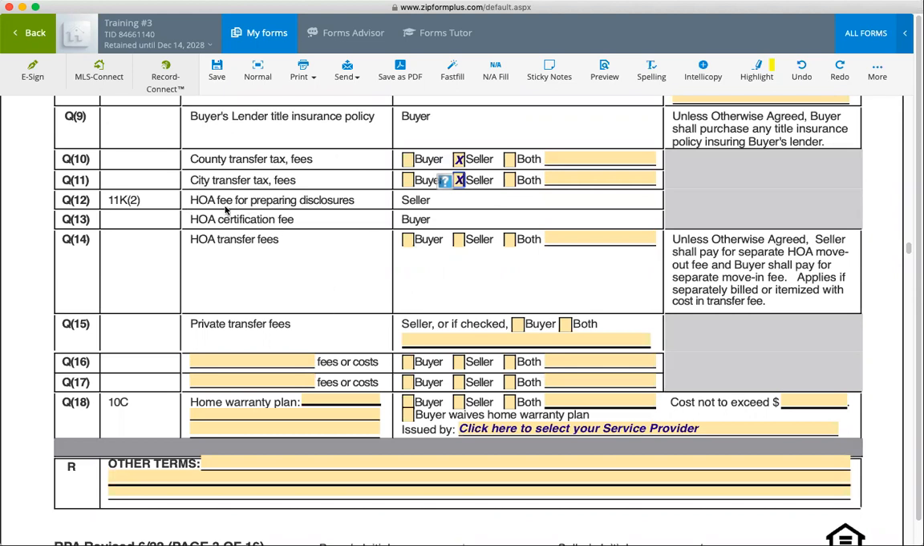Under Q12, HOA fee, preparing disclosures is typically the seller, unless otherwise agreed. HOA certification fee, the buyer. Not sure what that is. Q14, HOA transfer fee is negotiable, but we would typically say the seller's going to do that. Private transfer fees, I don't recall ever seeing any of those.